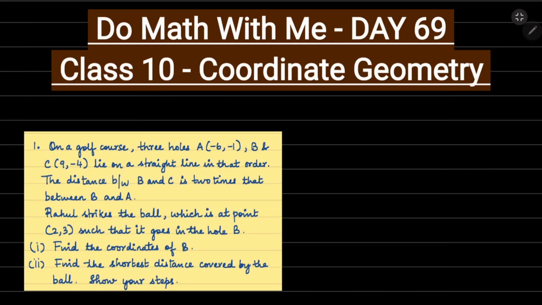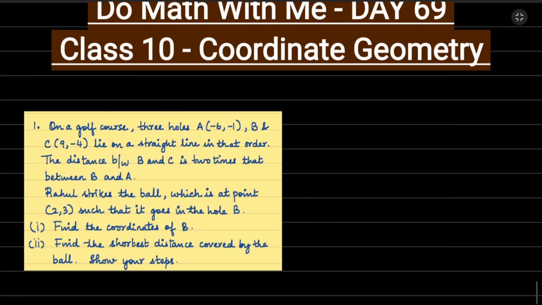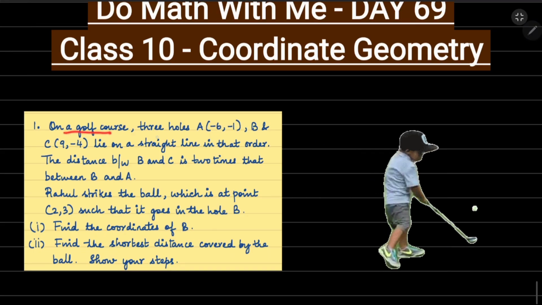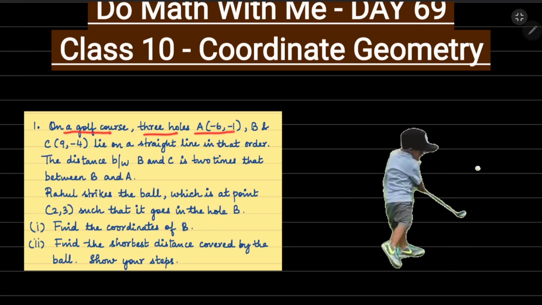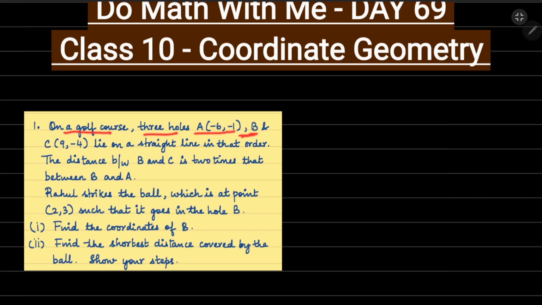In this series, we are solving problems from the chapter Coordinate Geometry. Let's get started. So the very first question of the day is: on a golf course, 3 holes A (-6, -1), B, and C (9, -4) lie on a straight line in that order, that is A, B and C. The distance between B and C is 2 times that between B and A. Rahul strikes the ball which is at a point (2, 3) such that it goes in the hole B.